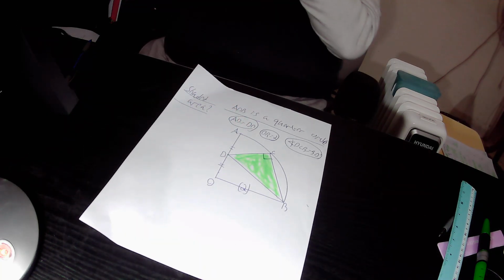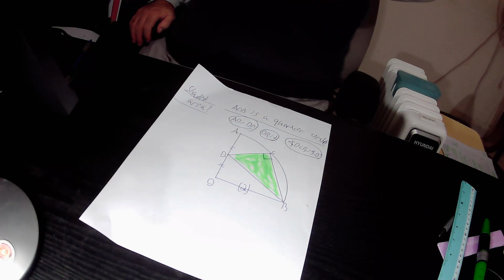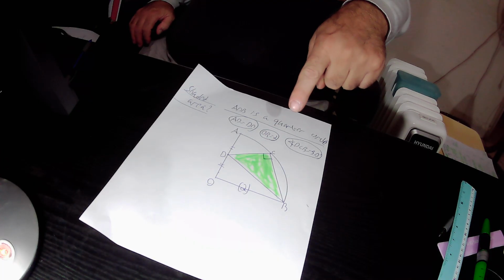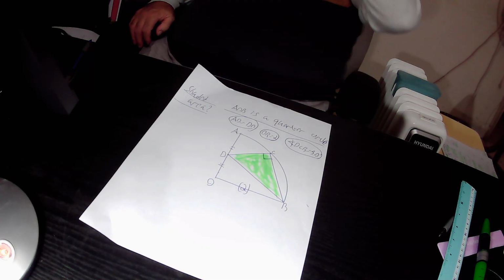In the first question, our task is to find out the area of this green shape. The green shape is actually the right green triangle DCB. So we have to find out the area of this green right triangle DCB.